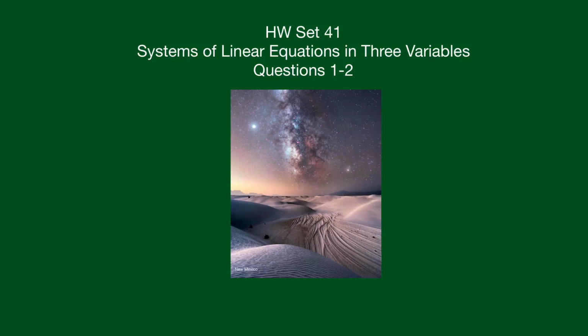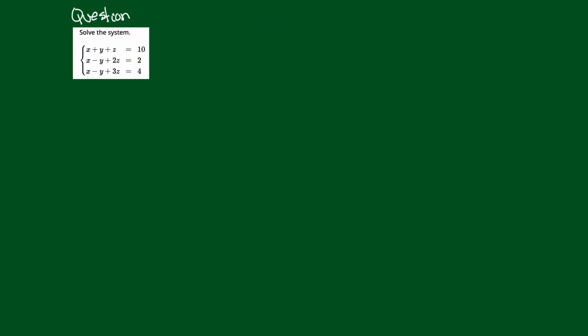This is homework set 41. We're now looking at systems of linear equations in 3 variables. Question 1. We are asked to solve this system of 3 linear equations in 3 variables. I'm going to start by naming these equations. I'm going to call the top one equation 1, the middle one equation 2, and the bottom one equation 3.